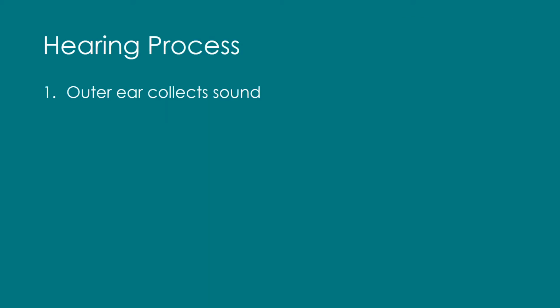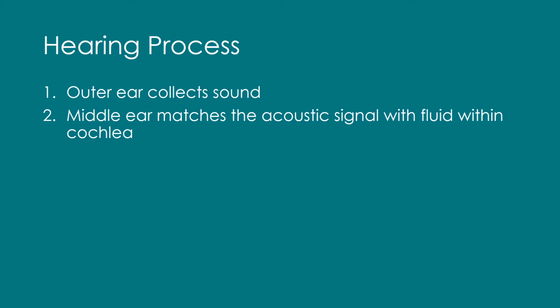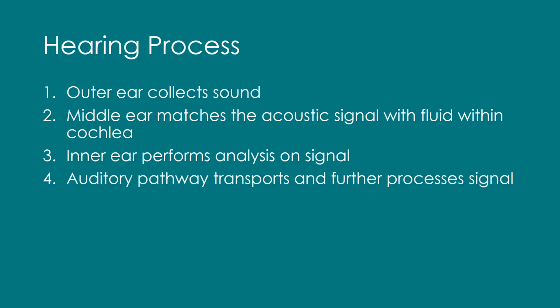The hearing process is as follows. Step 1, outer ear collects sound. Step 2, middle ear matches the acoustic signal with fluid within the cochlea. Step 3, inner ear performs analysis on the signal. Step 4, the auditory pathway transports and further processes the signal. Step 5, the cerebral cortex interprets the signal.